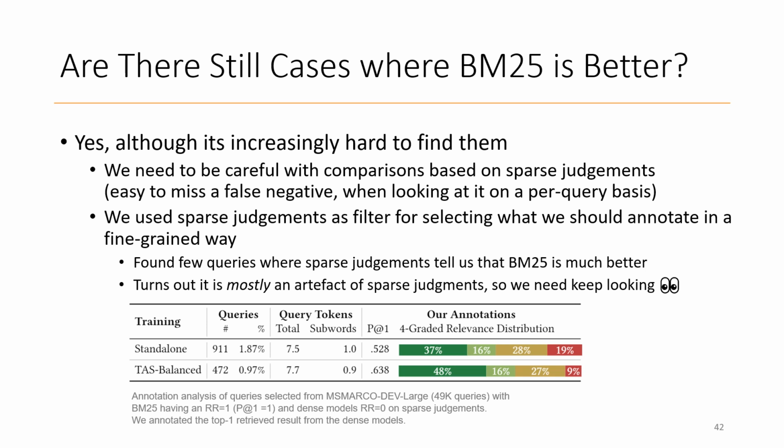But then in our annotations, we found that those results are mostly an artifact of sparse judgments, while for the standalone model, the P at 1 goes down a bit, as well as for TAS-Balanced. Most of the queries are still highly relevant returned on the first position already. So that means we need to keep looking further to find other ways of trying to get queries where BM25 is significantly and systematically better.